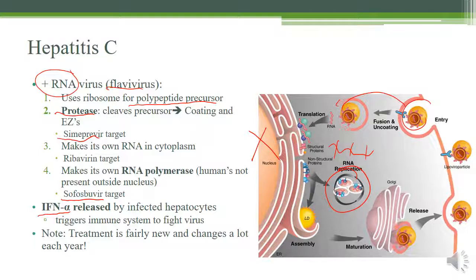So just something to note, the treatment for hepatitis C is still fairly new, and it changes a lot from year to year. So depending on which year you take Step 1, the drugs of choice for hepatitis C may vary.